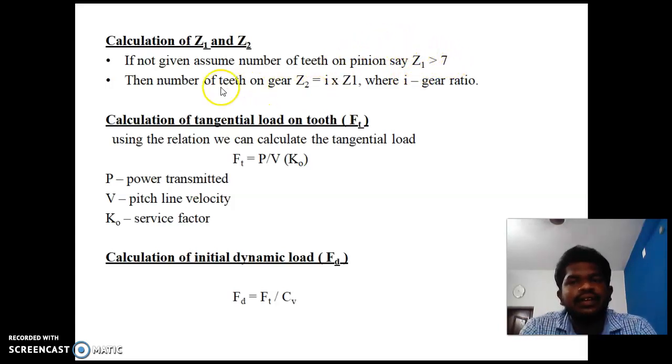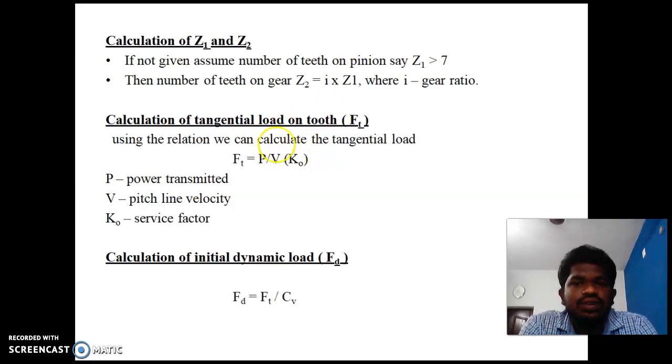Next we find the number of teeth on the gear. Using the speed ratio or gear ratio, we can calculate the number of teeth on the gear from the gear ratio and the number of teeth on the pinion. The third step is calculation of the tangential load acting on the tooth.